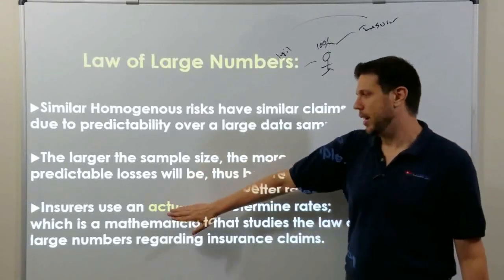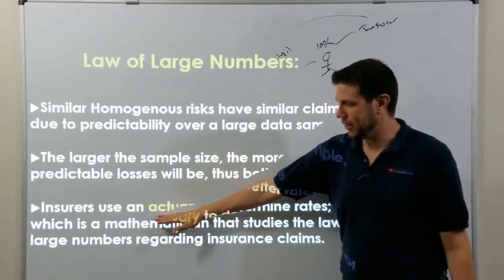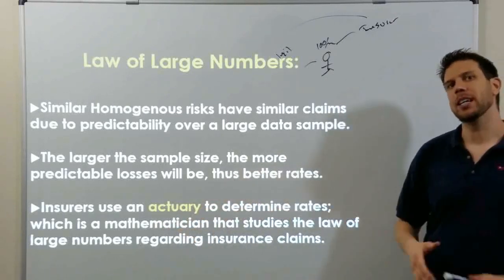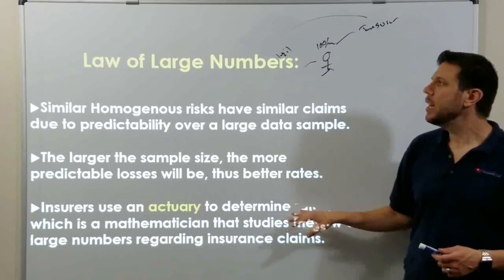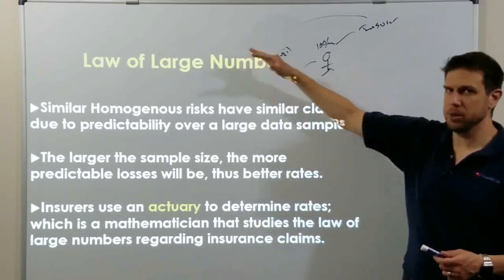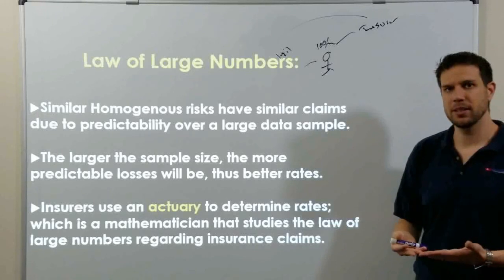Don't get mad at me for that. That's because of somebody called an actuary. An actuary is a mathematician who works for the insurance company. They use the law of large numbers to predict losses.